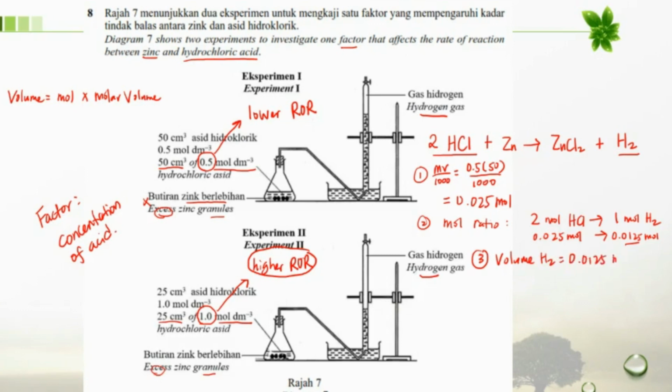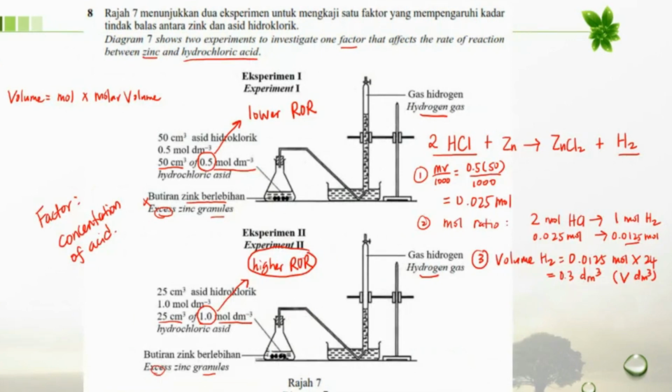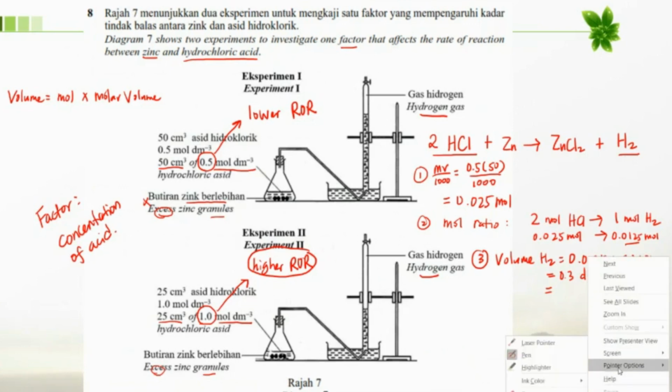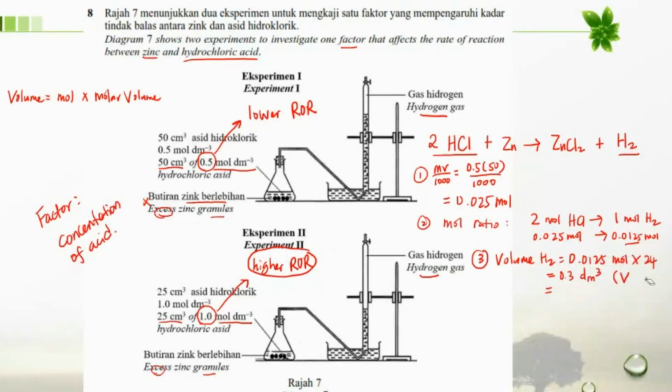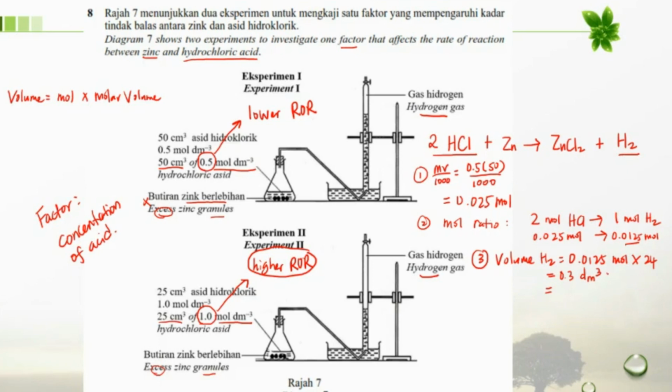So number 3, volume of hydrogen gas. 0.0125 mole times the molar volume 24, so you get 0.3 cubic decimeter. But the question mentioned this is V cubic centimeter, not dm3. If we want to get cubic centimeter, we need to times 1000. Times 1000, you get 300 cubic centimeter. This is V cubic centimeter. So this is for experiment 1.